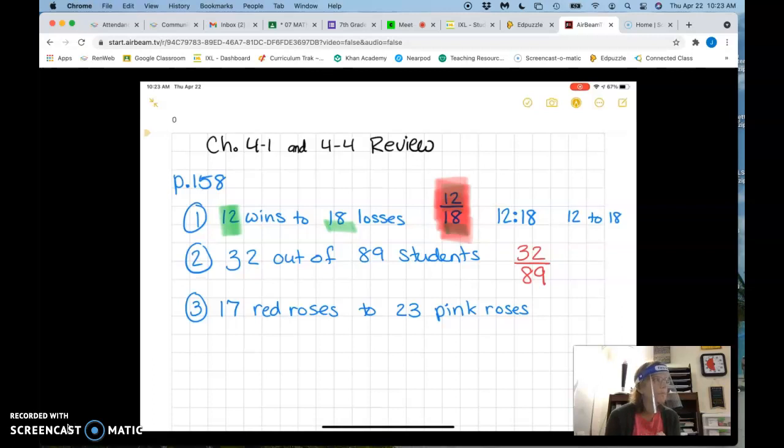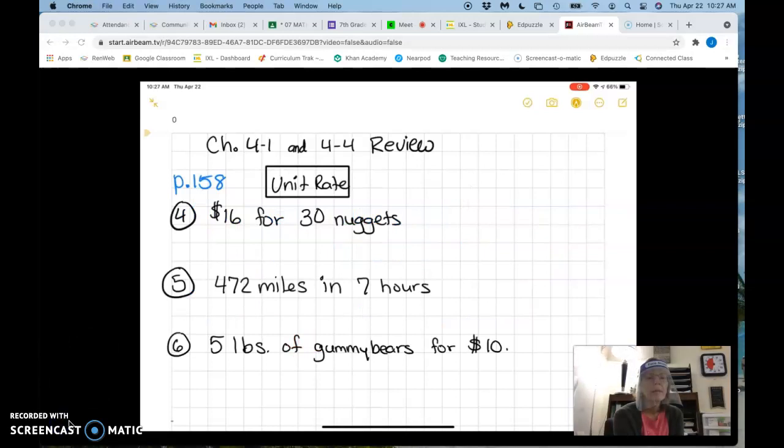Cameron, did you get that? Awesome. Okay, Cameron, tell me how you did number 3. 17 red roses to 23 pink roses. Try that one more time. 17 to 23. Good. I like that she's using the term 17 to 23. Even though we're writing it as a fraction, we still say it as a ratio. Write the sentences down so you have some good notes.